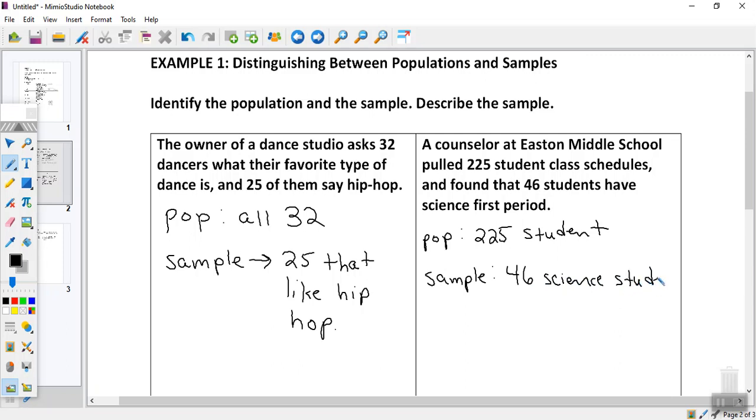Can you differentiate between populations and samples? Yes. It's pretty straightforward, isn't it? Very sure. Okay. I know I'm going quickly, but are you on board with me right now? Questions to this point? Moving on.